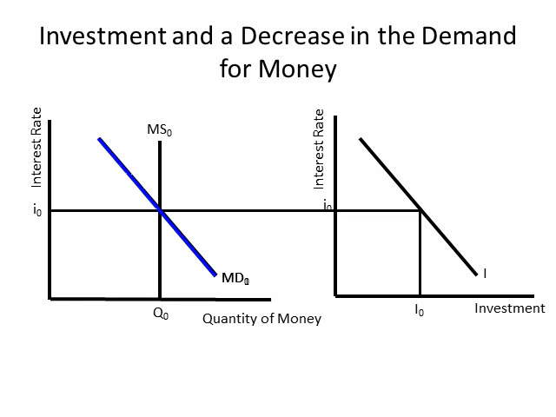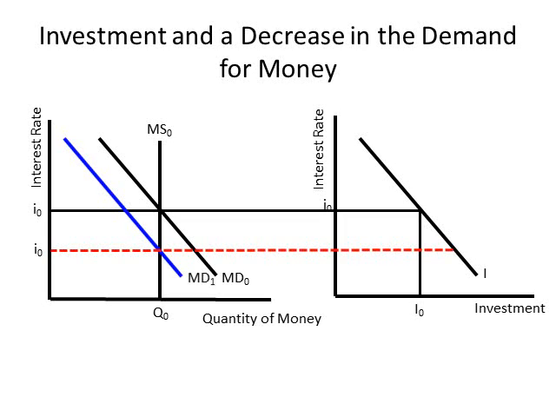First off, the demand for money shifts to the left. The shift in the demand for money to the left causes the interest rate to decrease. The decrease in the interest rate causes the investment to increase. So when our demand curve for money shifts to the left, the interest rate drops from I0 to I1. Then that causes investment to increase from I0 to I1.